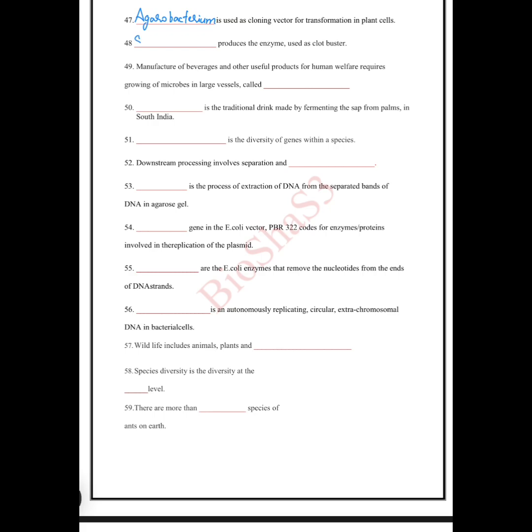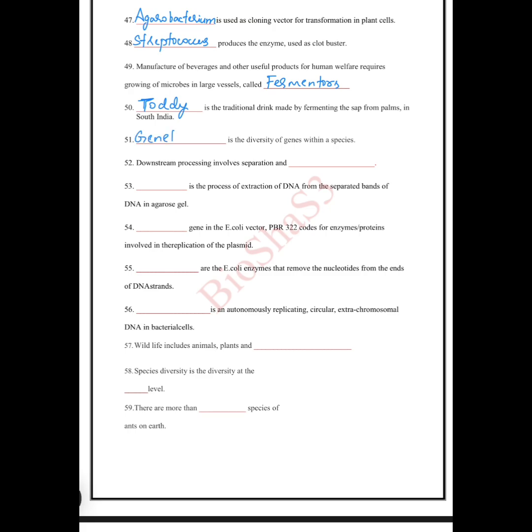Streptococcus produces the enzyme used as a clot buster. Manufacture of beverages and other useful products for human welfare requires growing of microbes in large vessels called fermenters. Toddy is the traditional drink made by fermenting the sap from palms in South India.